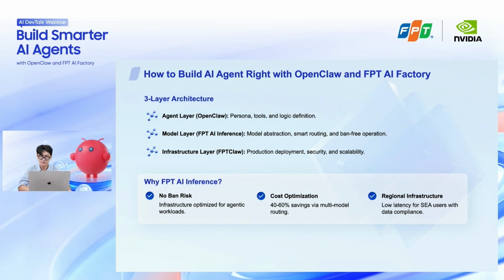And three, we're in the region. When you call a US-based provider from Ho Chi Minh City, Hanoi or Singapore, you're paying 200 to 400 milliseconds of pure network latency before the model even thinks. For an agent doing 5 sequential calls, that's an extra 1 to 2 seconds per user interaction. Our infrastructure runs in these regions, so your users feel the difference.